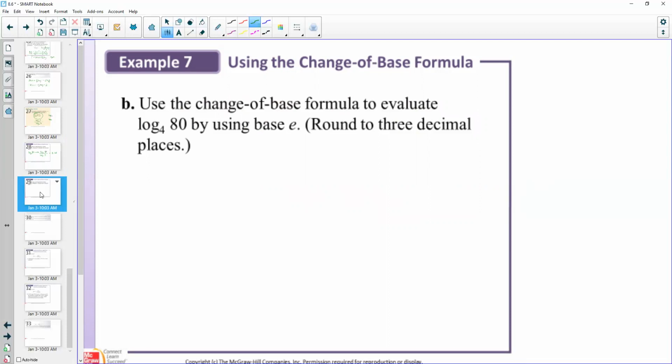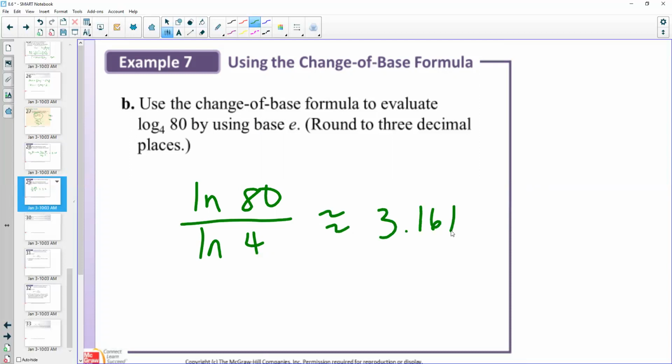Try another one. We can do the same thing if we use base e. Okay, so I could do ln or log base e of 80 divided by log base e of 4. Same thing's going to happen. Okay, calculate that through. You basically get the same answer because it doesn't matter if I use log base 10 or ln. It just matters that I use whatever one I'm using consistently.